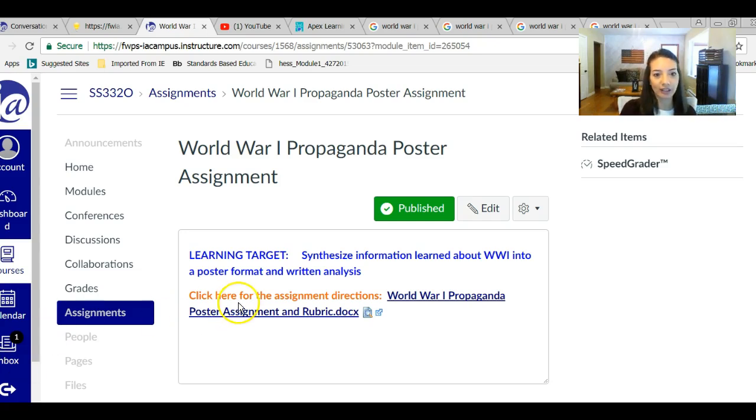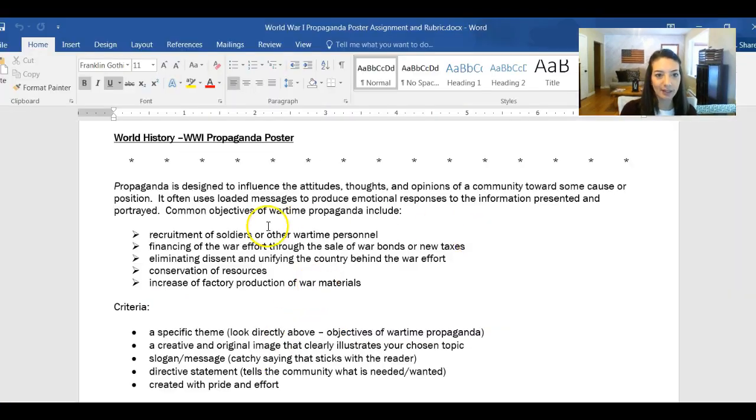So let's start with the learning target. It says that you're going to synthesize information. So you're taking a whole bunch of information and you're putting it all into one thing, the poster. What you learned about World War I into a poster format and also a written analysis. And I'll go over those directions in a second. So let's pull up the assignment.